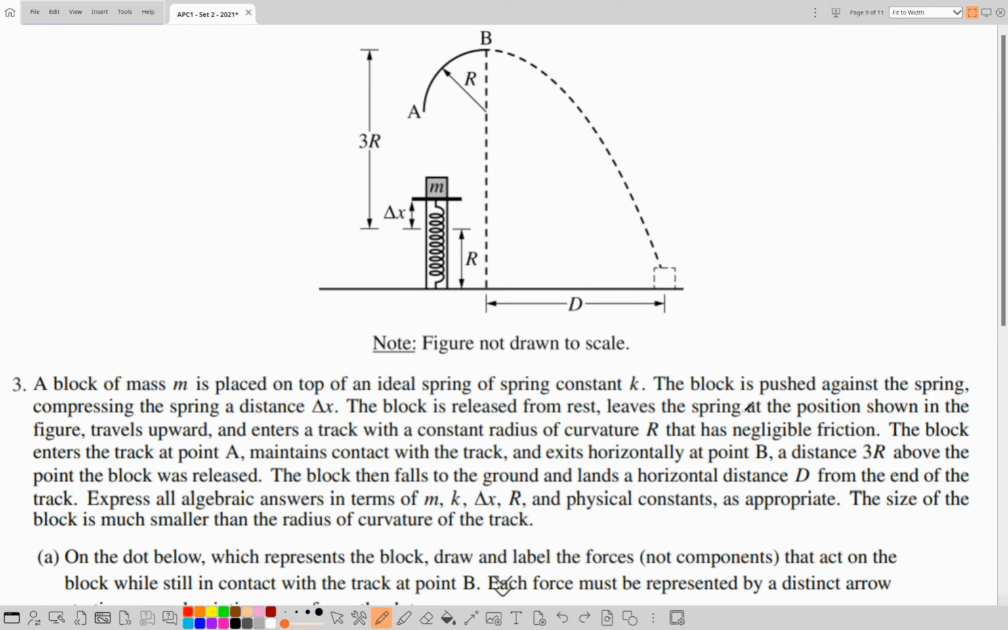Hello APC Mechanics student, today we will solve the past paper of RQ 2021 set 2, exercise 3. Now usually the figure always appears before the text or the question itself.